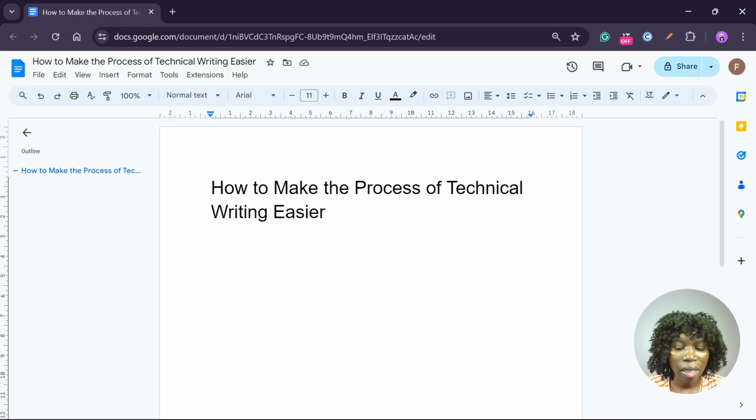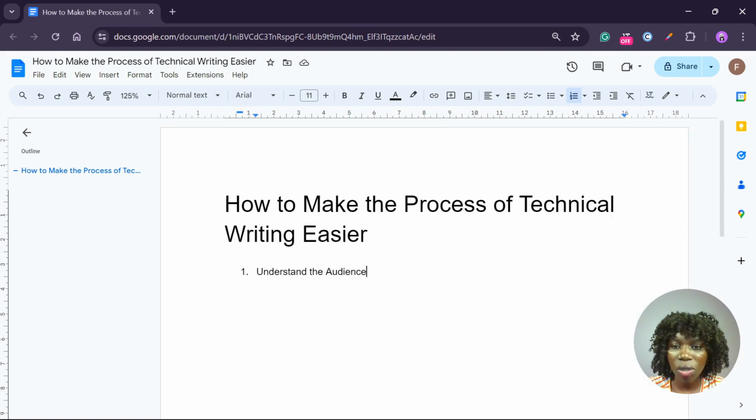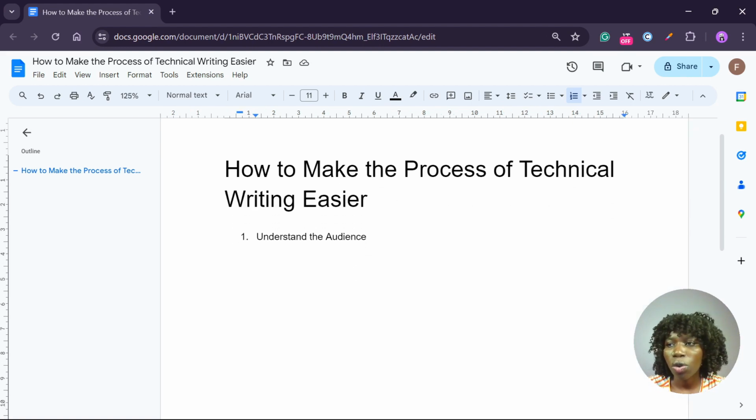The number one is also something I talk about often, which is to understand the audience. This is a very important part of the writing. Before you start writing, make sure that you know who your audience is in terms of their technical knowledge and their interests. You can create a simple user persona to guide you through this writing process to come up with who your audience are.